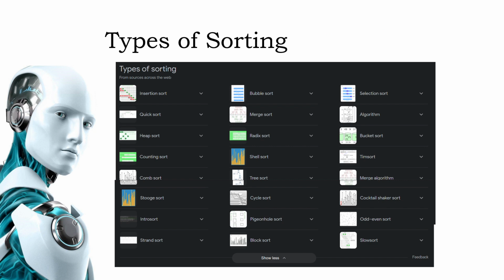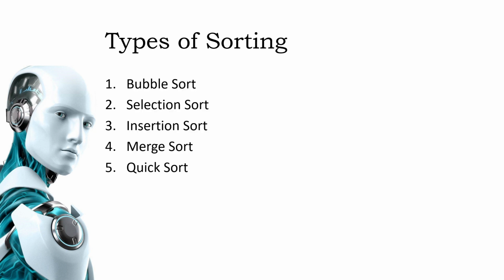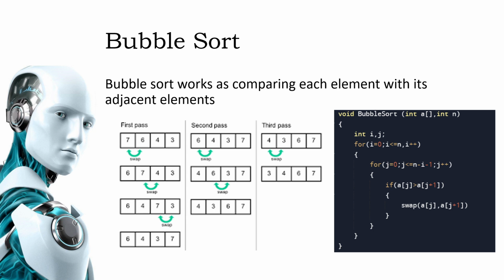If we Google what the types of sorting are, we get many sorting algorithms. So these were all the algorithms I got, and we are not going to discuss all of them, don't worry. We are going to discuss only a few of them today: bubble sort, selection sort, insertion sort, merge sort, and quick sort. Let's dive into bubble sort.